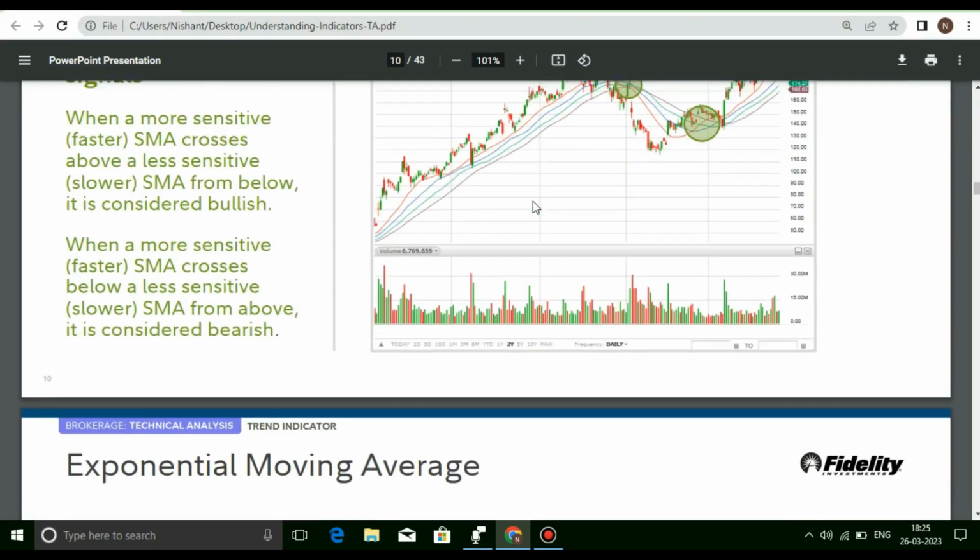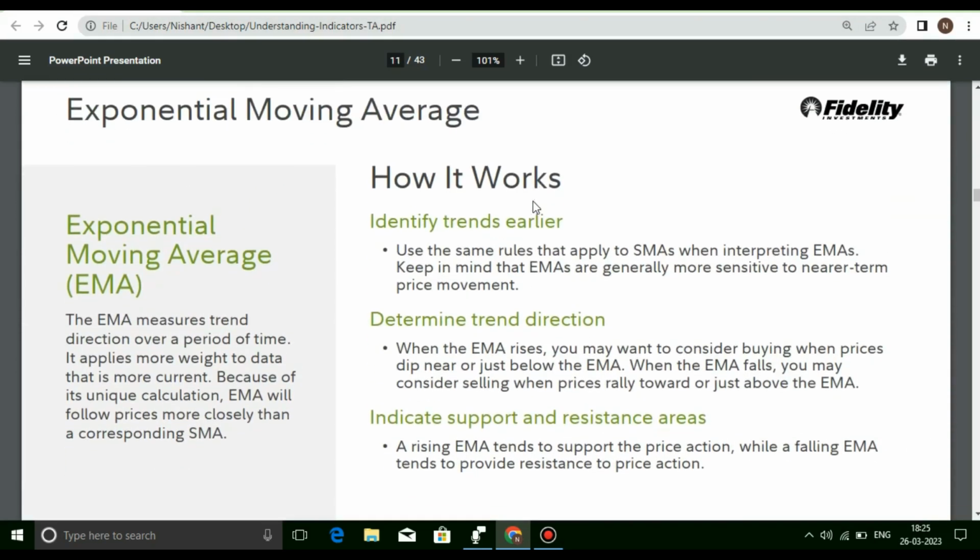The next moving average is the exponential moving average. You may be wondering what is the difference between the simple moving average and the exponential moving average. I'm going to tell you one thing: the exponential moving average is another form of simple moving average, and in this one logarithmic formulas are used. In simple moving averages, you just take the average price of a particular time frame, that's it. But in the exponential moving average, in the mathematical formula, logarithmic equations are used, which makes this moving average more sensitive as compared to the simple moving average.